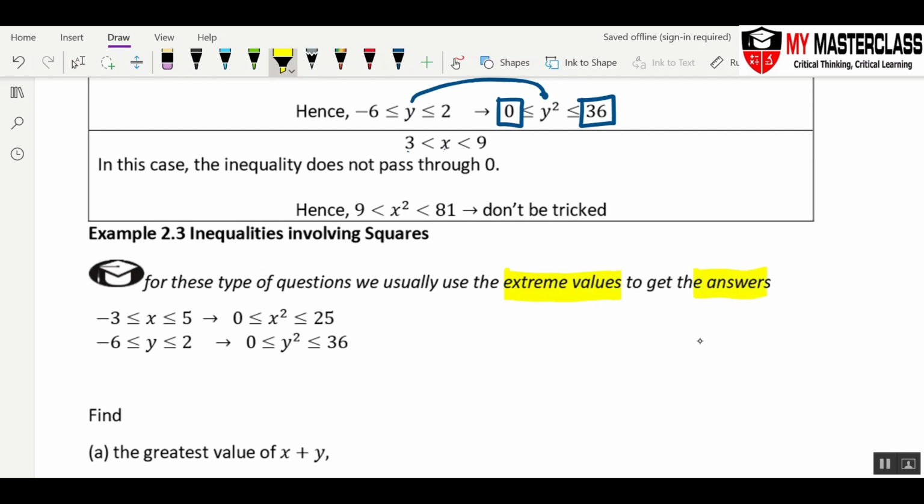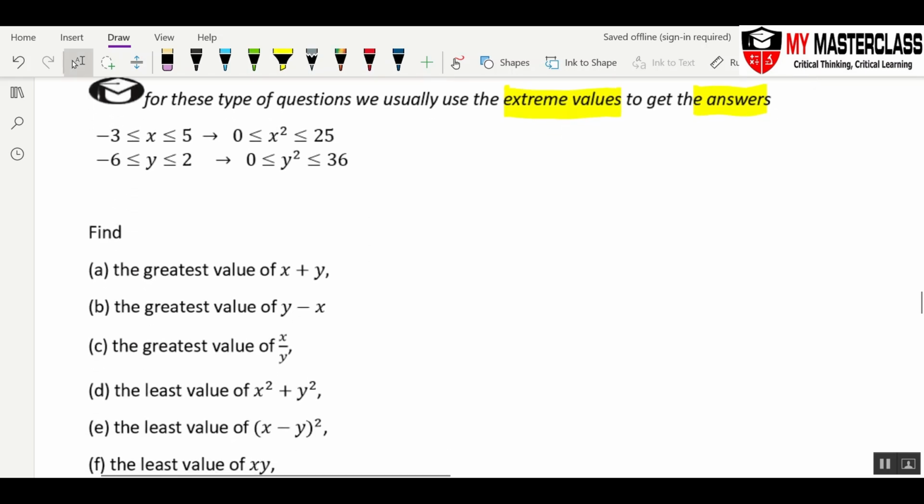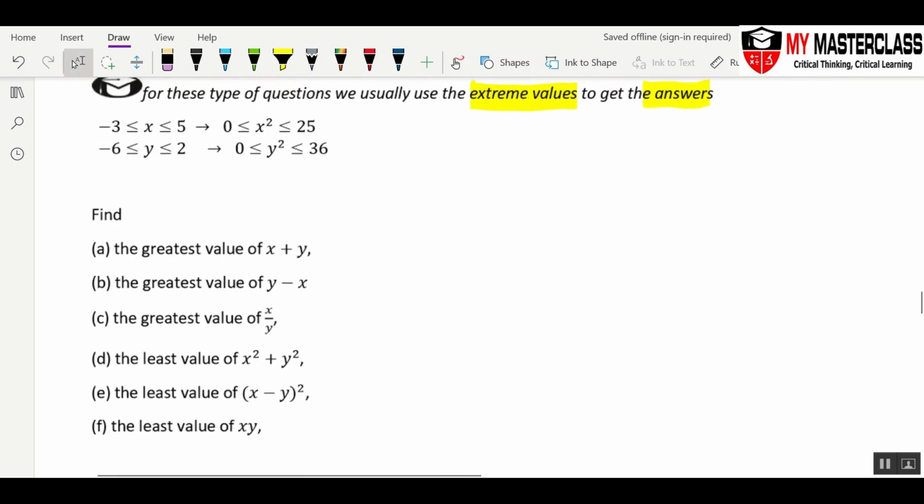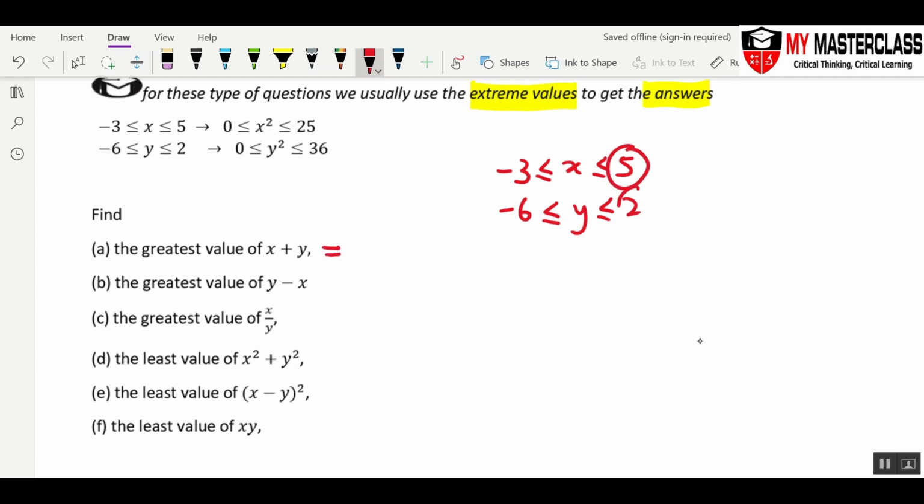What do I mean by that? Number 1, I want to get the greatest value of x plus y. Let me just write over here to avoid any confusion. x is in between -3 and 5, y is in between -6 and 2. If I want the greatest value of x plus y, then it's straightforward: 5 plus 2. That is 7.